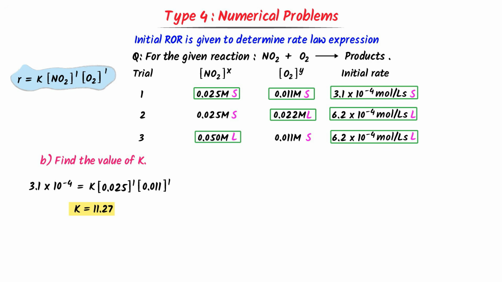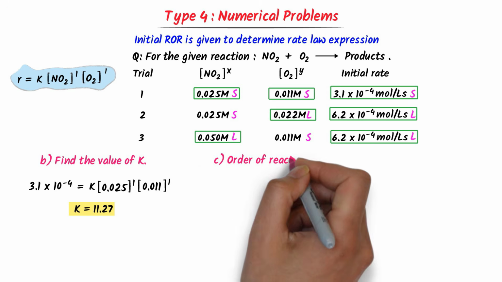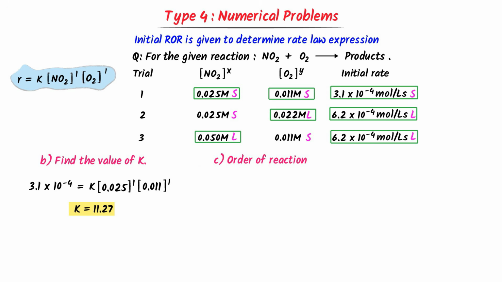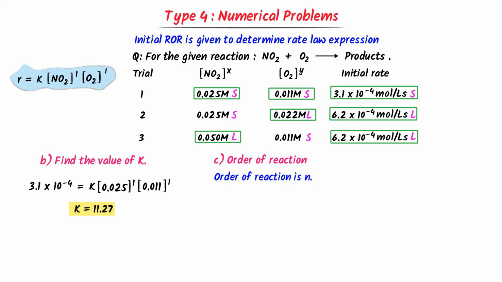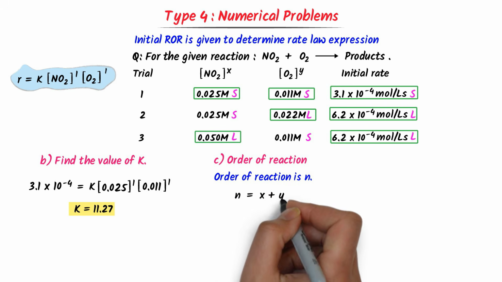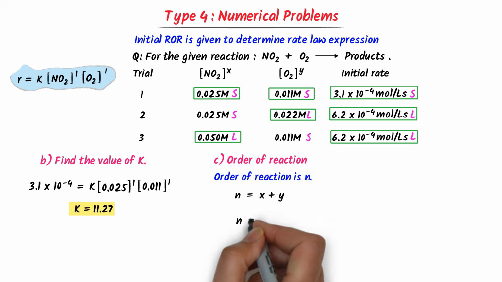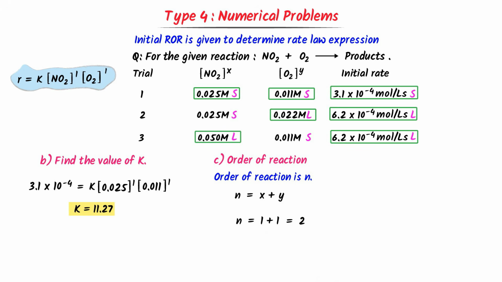In the C part, we are asked to find the order of the overall reaction. We know that the order of the overall reaction is n, which is equal to x plus y, or n is equal to 1 plus 1 equals 2. So the overall order of the reaction is 2.